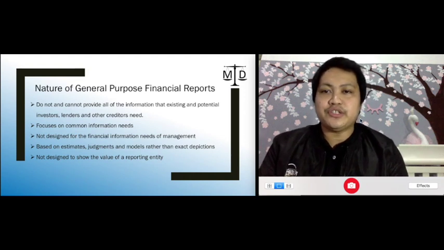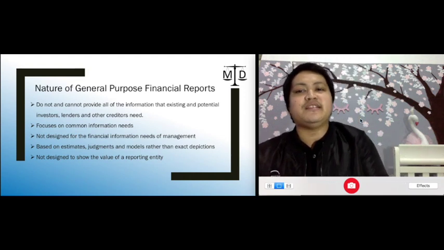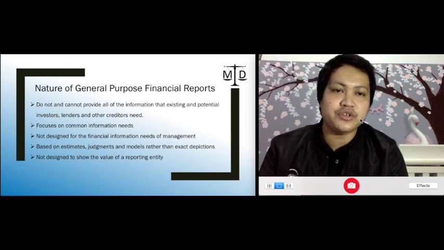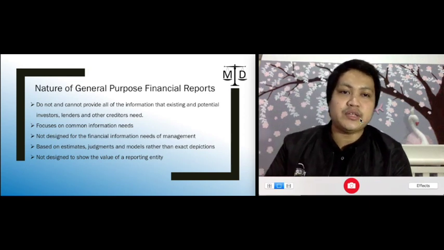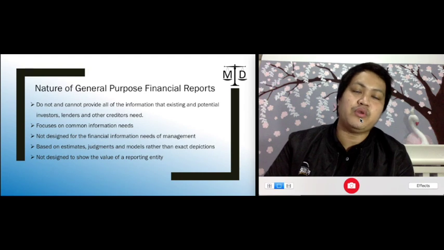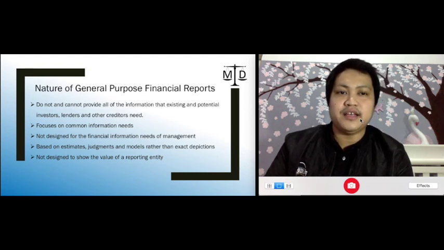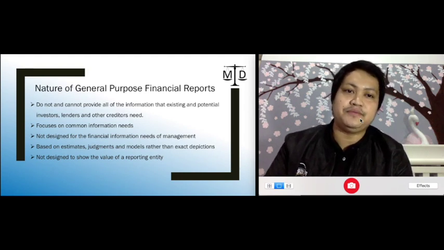Another nature of our general purpose financial report is that it is not designed for the financial information needs of management. This is what I think is another source for a common question. You would be asked, is management a primary user? As I've told you earlier, if it's not among those that we consider as primary users, then definitely it is not a primary user.